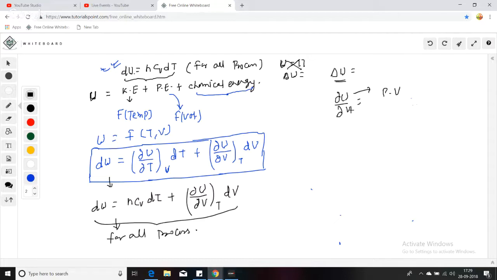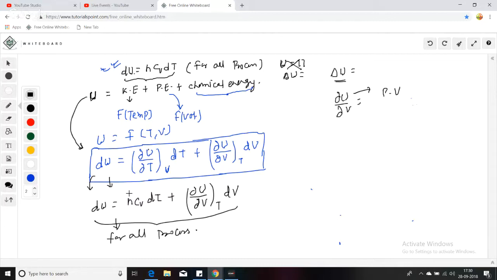You wrote dq as dU because at constant volume q is equal to U, so you should be at constant volume. No, actually you see this dU by dT. In this expression we are coming from here, right? From this step to this step, do we apply any condition? We did not apply any condition over here. Just dU by dT at constant volume we write Cv. This is the simple definition of heat capacity at constant volume. We haven't applied any condition over here.